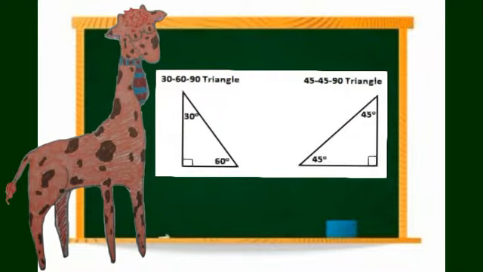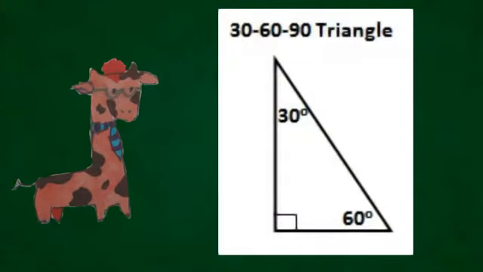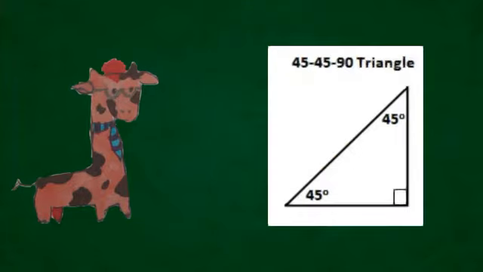Today we are going to learn about special right triangles. There are two types of special right triangles. There are 30, 60, 90 triangles and 45, 45, 90 triangles. 30, 60, 90 triangles have a short side, a long side, and a hypotenuse, while 45, 45, 90 triangles have two equal length short sides and a hypotenuse.